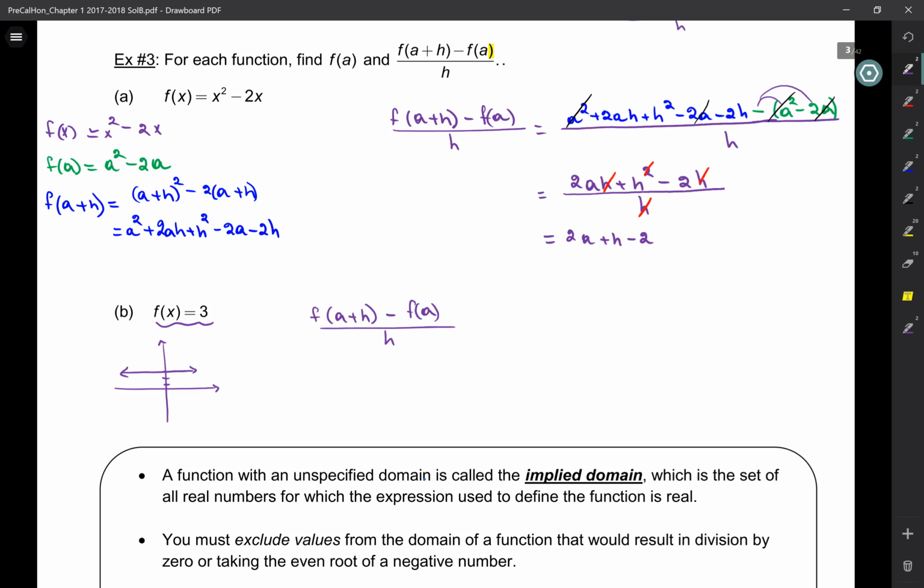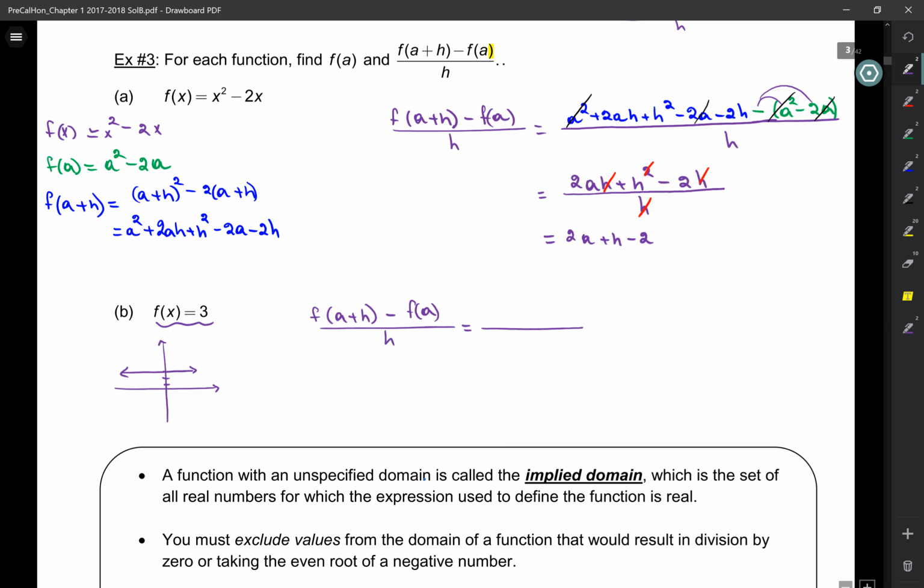3. What's f of negative 2? What's f of 100? 3. What's f of a? 3. What's f of a plus h? 3. Okay? Right. So, well, no, it's not 3.